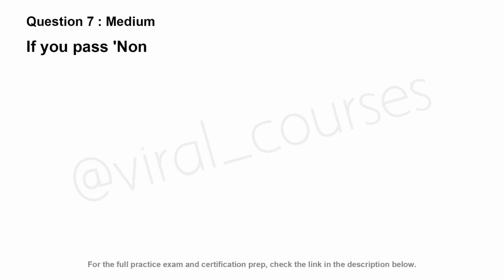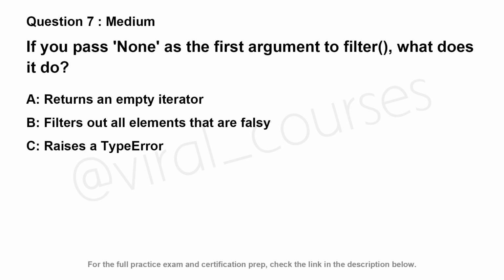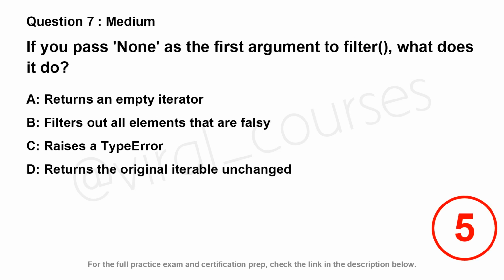If you pass None as the first argument to filter, what does it do? Option A, returns an empty iterator. Option B, filters out all elements that are falsy. Option C, raises a type error. Option D, returns the original iterable unchanged.